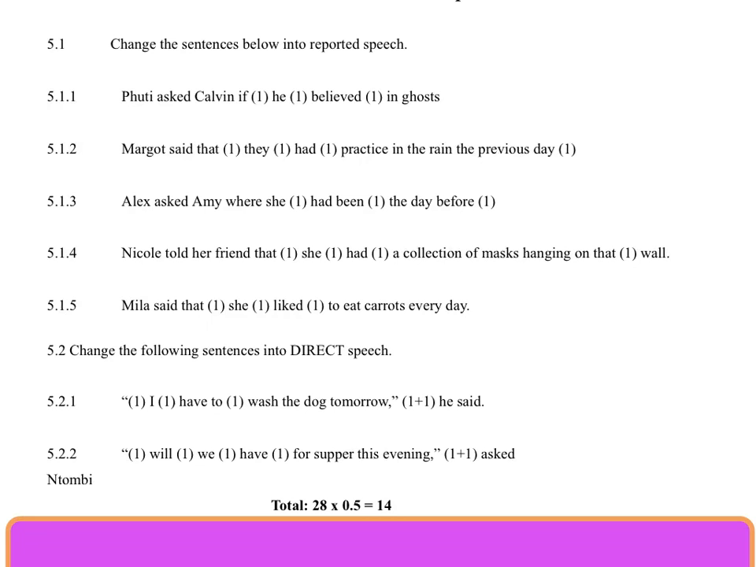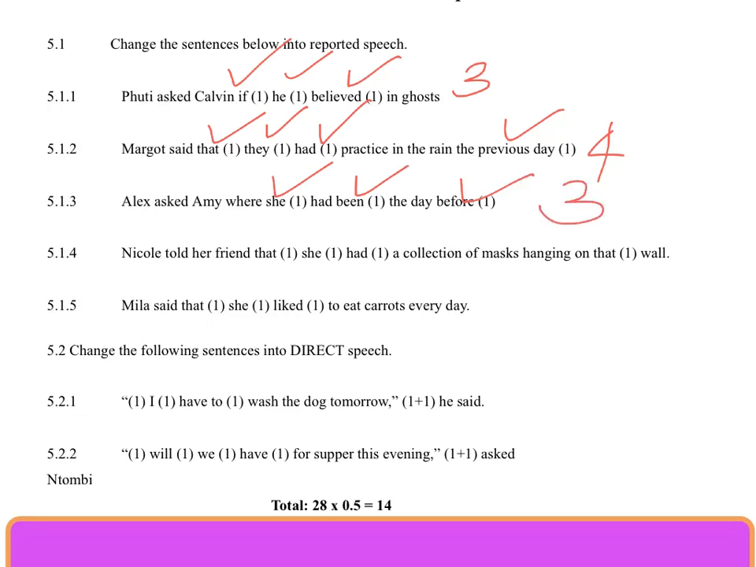So you're going to tick every time there's something right. If he believed in ghosts, that's 3, and you'll continue along that they had previous day, that's 4, where she had been the day before, or you could have said the previous day. So you're going to give a tick every time something's right, and then that's going to be a mark. That she had on that wall, I hope that's a tricky one, that she liked to eat carrots every day. So then you'd add up all your marks.